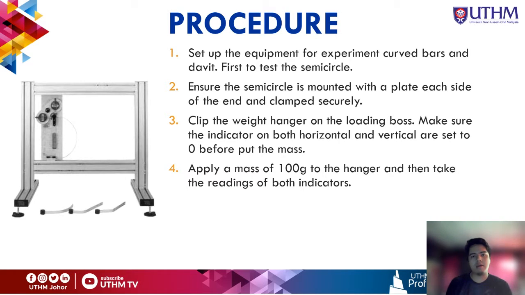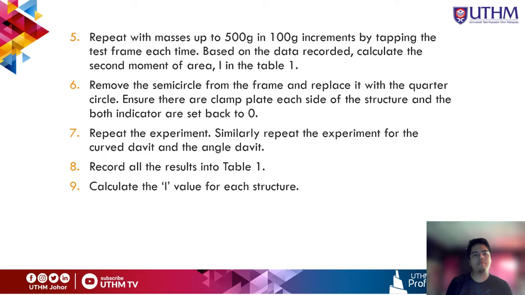Make sure the indicators on both horizontal and vertical are set to 0 before putting on the mass. Apply a mass of 100 grams to the hanger and take the reading of both indicators. Repeat with mass up to 500 grams in 100 gram increments, tapping the test frame each time. Based on the recorded data, calculate the second moment of area I in table 1.